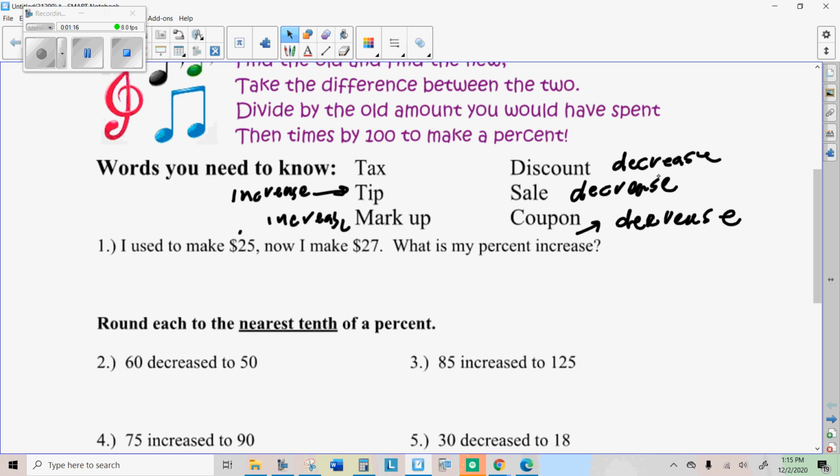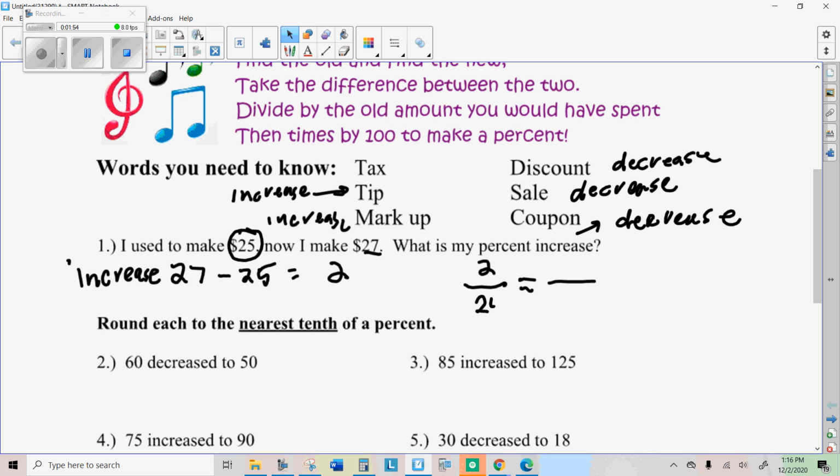All right. So if I used to make $25 and now I make 27, what is my percent increase? To figure that out, you need to figure out your increase first in dollars. So you're going to take your new amount minus your old amount, 27 minus 25, which is 2. So you make $2 more. That's going to be your part in your percent. So that's going to go there. And then your whole is always going to be the old amount or the original amount, the amount you start with, which is 25. And then you just want to change that to a percent.